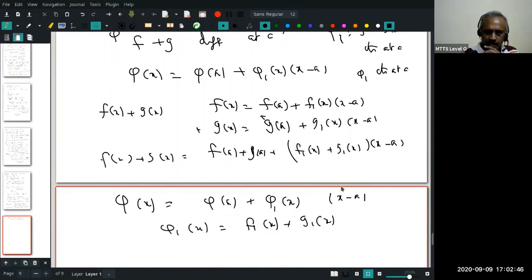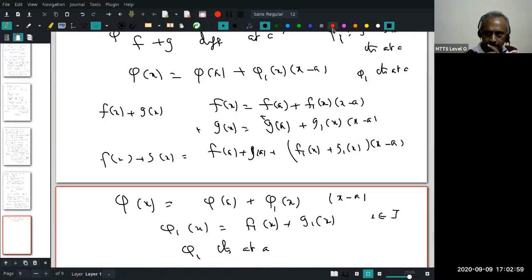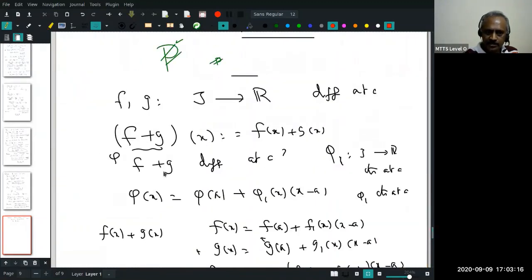Okay, so I have written phi(x) equal to phi(a) plus phi1(x) into (x minus a). This is true for all x in J. That's fine. Next, what I have to check? I have to check whether phi1 is continuous at a. But phi1 is a sum of two functions f1 plus g1, and f1 is continuous at a, g1 is continuous at a. Therefore, by the algebra of continuous functions, phi1 is continuous at a. Therefore, we have proved the function f plus g is differentiable at a.